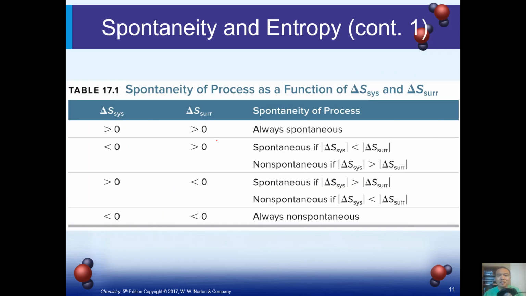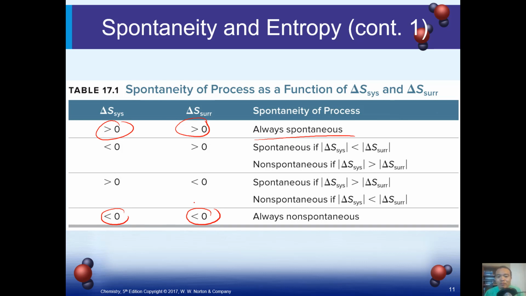So let's summarize the conditions that will produce a spontaneous process. If the entropy change for both the system and the surroundings are positive, then the process is always spontaneous. If both are negative, then the process will never be spontaneous.